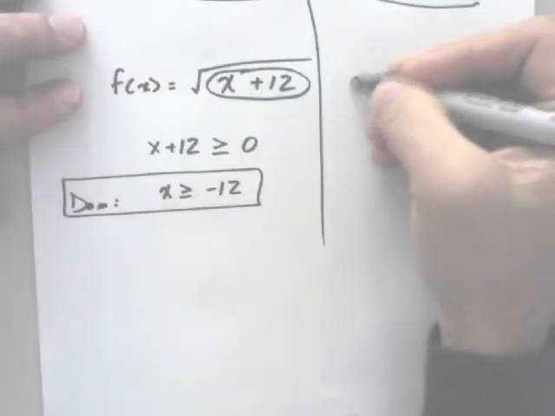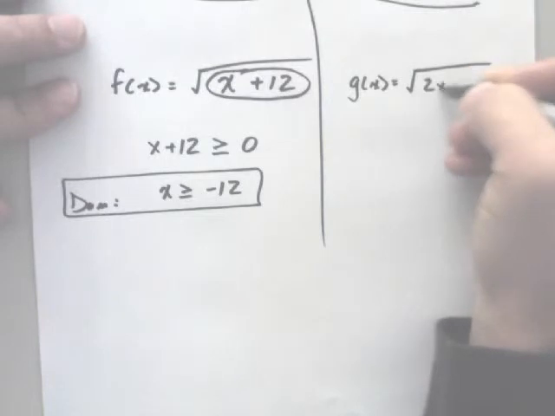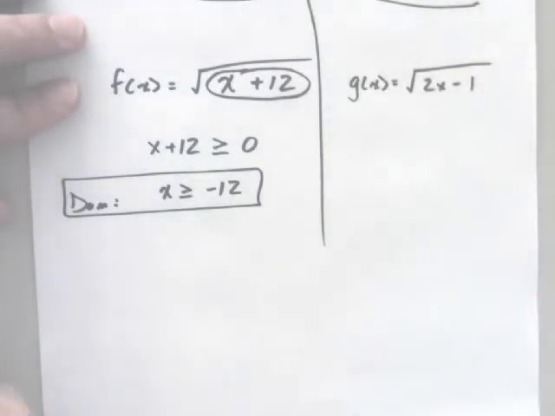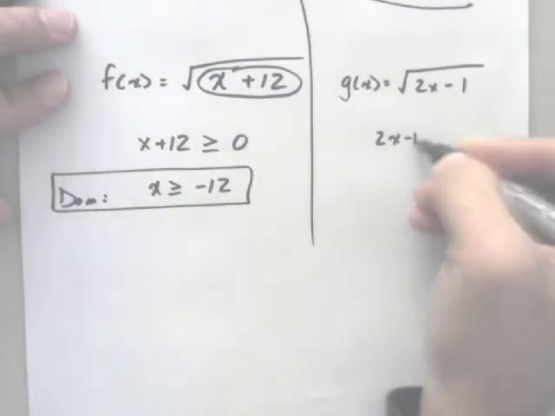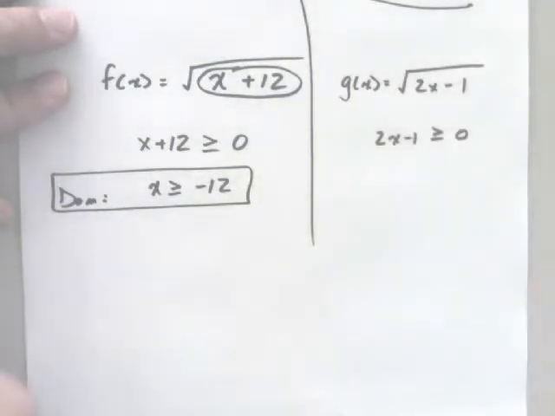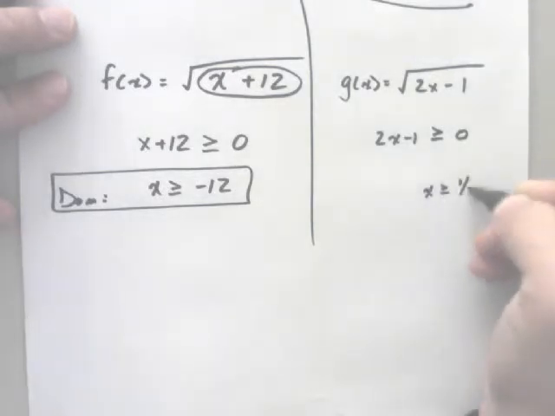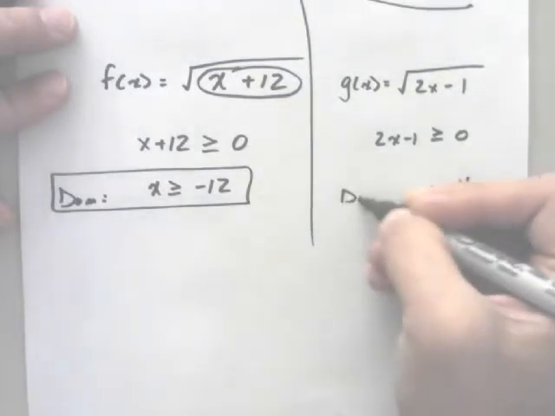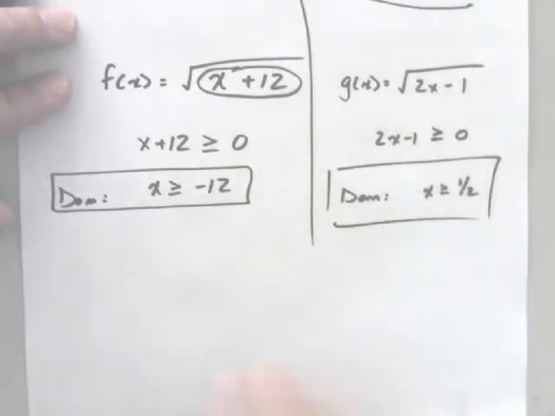Another example of that, square root of 2x minus 1. Okay? Again, what's inside the radical has to be non-negative. Some quick solving. My domain is that x is greater than or equal to 1/2.